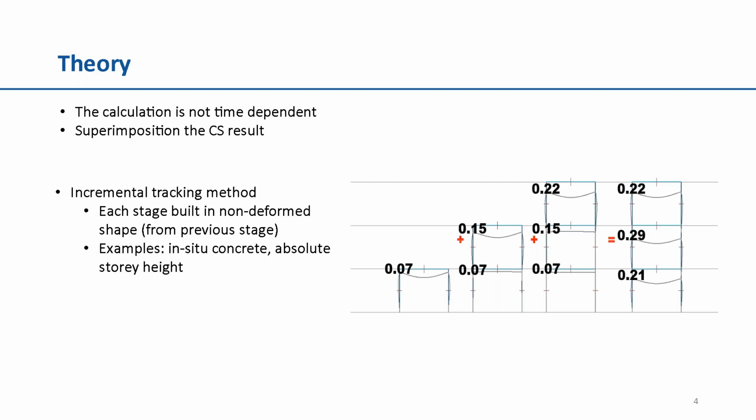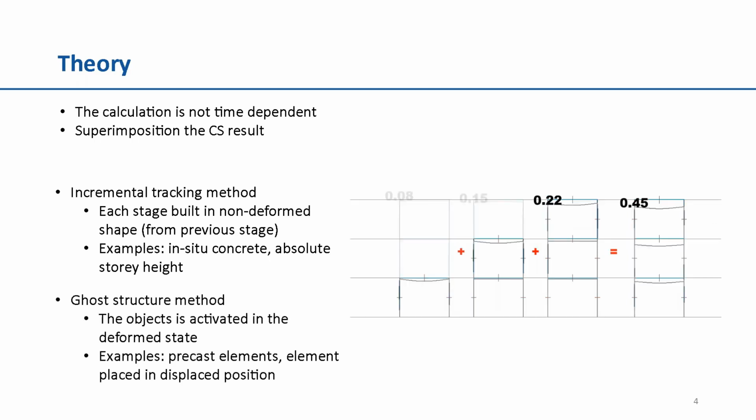So this method is typically used for in situ concrete, or where there is an absolute story height created by shimming each story or casting the structure to a fixed specified height.